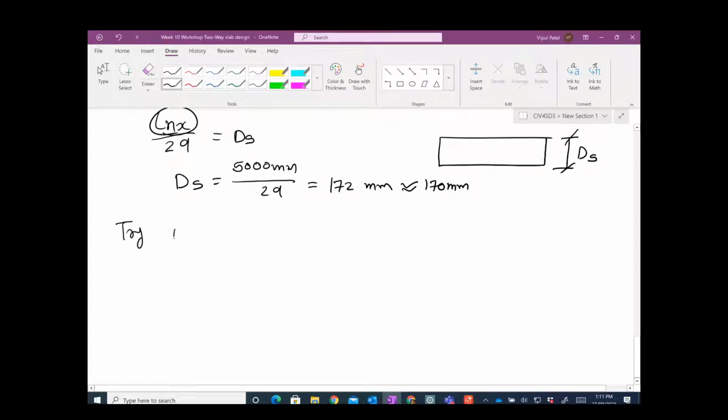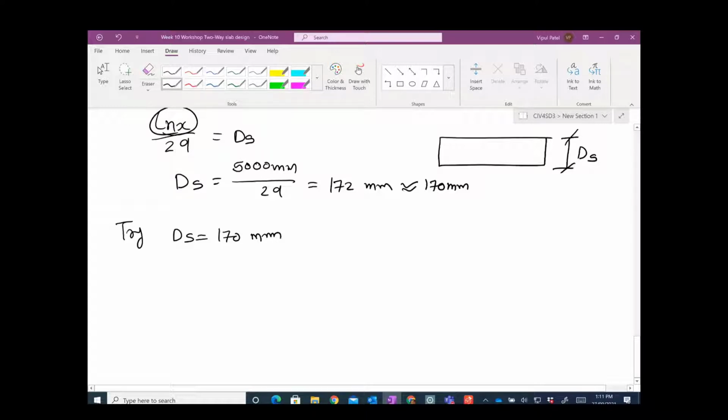Let's try ds equal to 170. Look, the example has not started yet. We need to start somewhere. And look, in these slab examples, you don't need to blindly follow the numbers. Blindly following the numbers means when you get the numbers from the calculator, you need to feel it. You need to feel it, meaning that 170 millimeters is making sense in the real world.